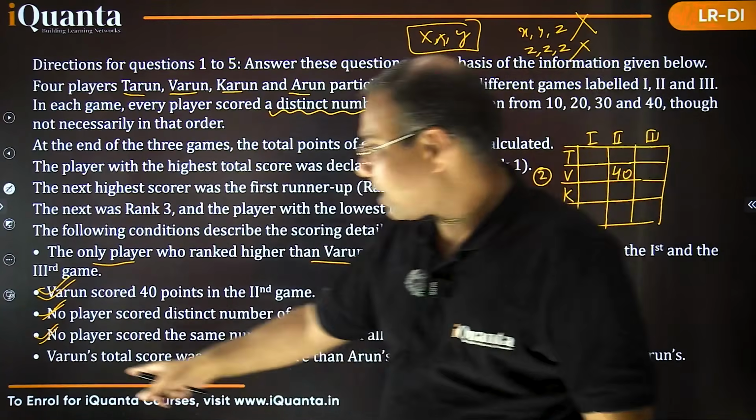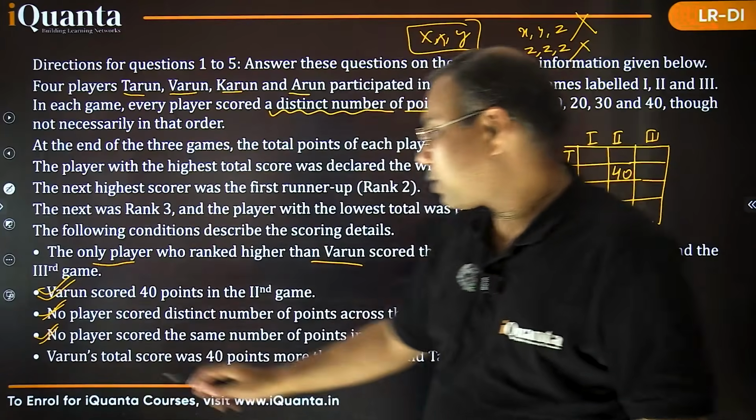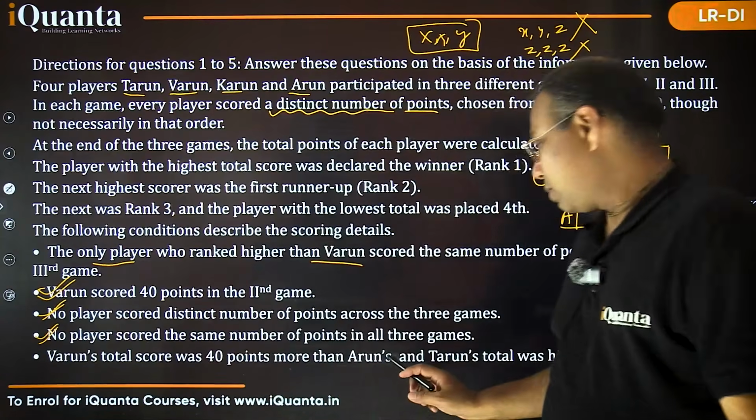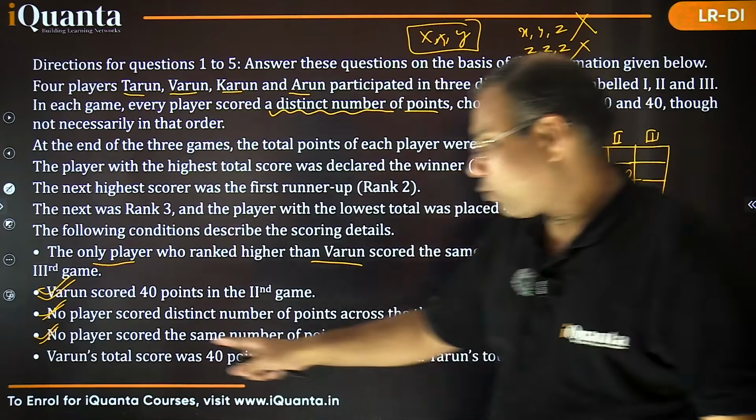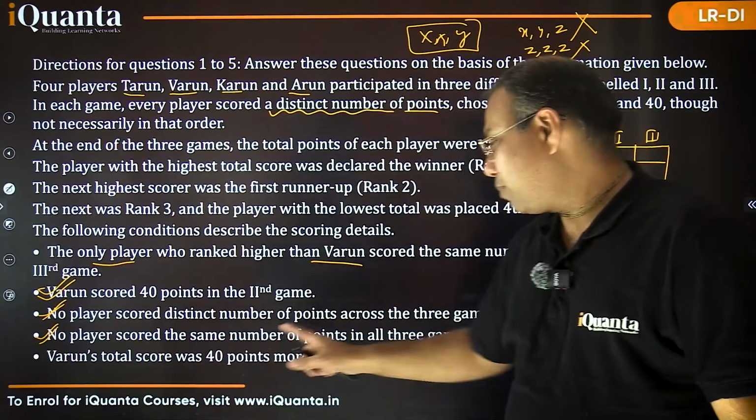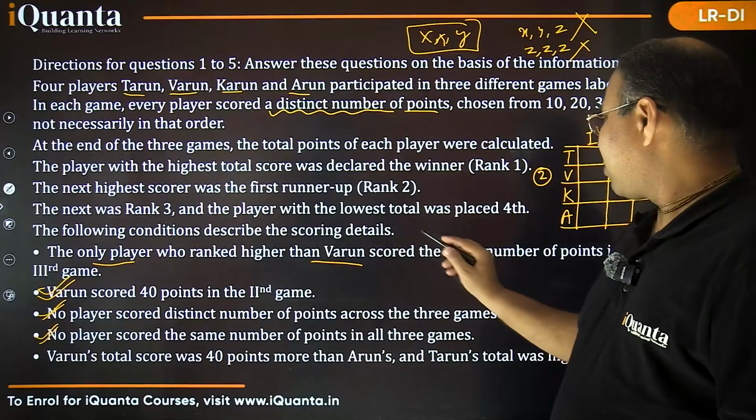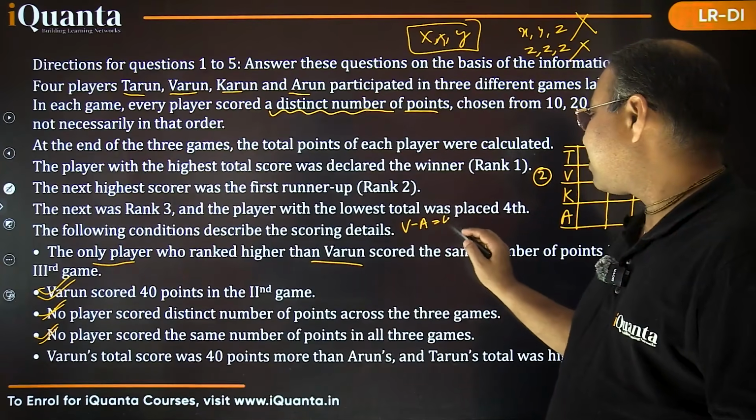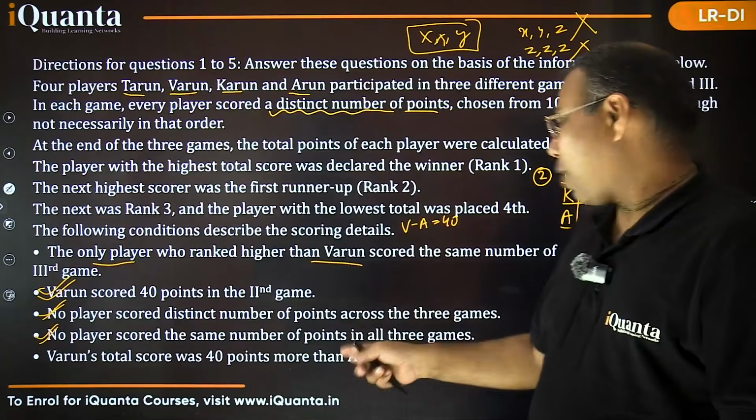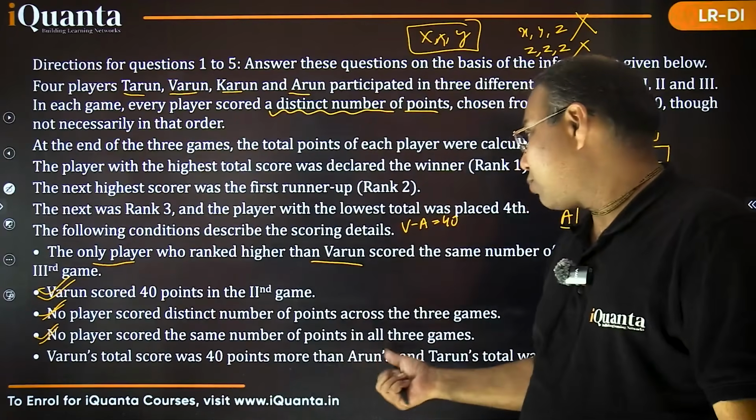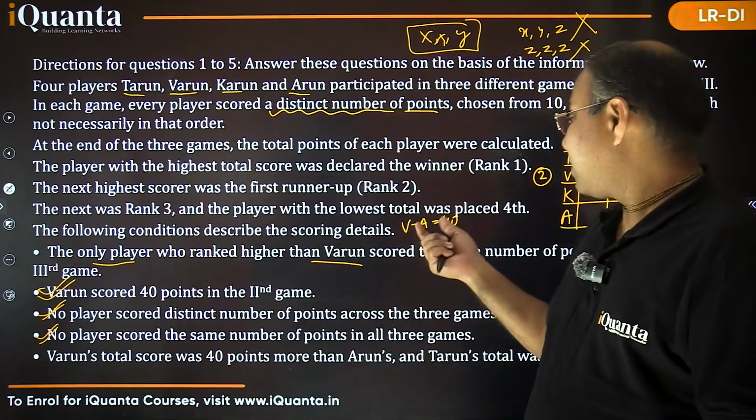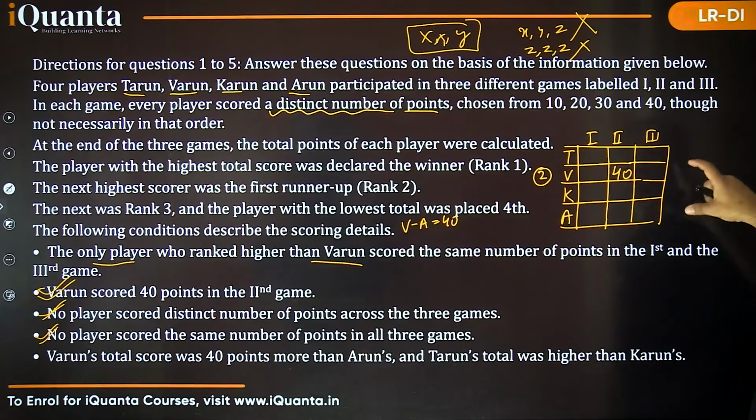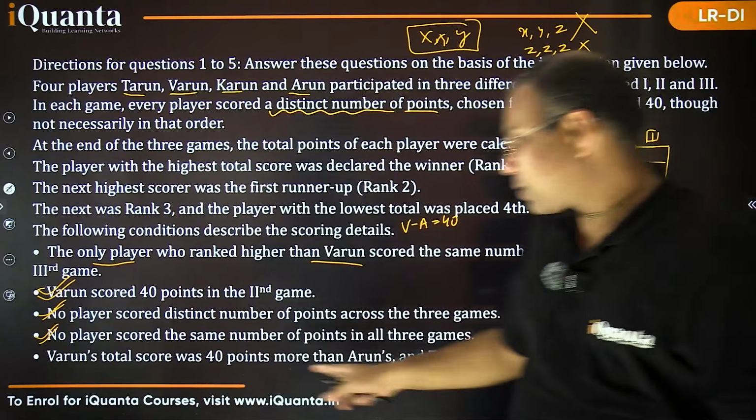We have only 1 point left. Let's see it. It says Varun's total score was 40 points more than Arun's. Let's first write that information. So, Varun minus Arun I can say is 40, isn't it? Varun is how much extra from Arun. So, Varun minus Arun, their difference is 40. We are talking about the total scores, so the difference of these 2 values should be 40. That has been mentioned in this first part.